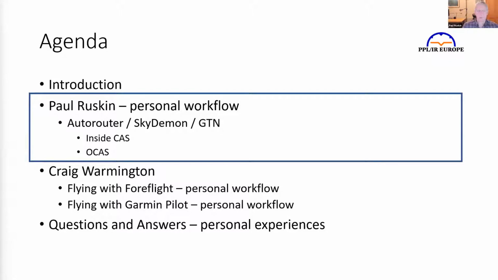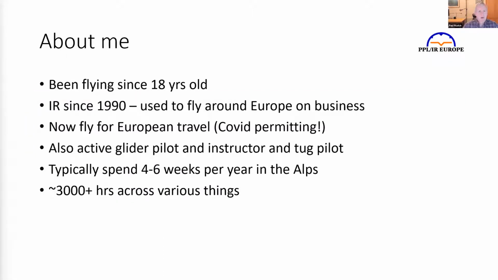So let's start with my bit. A little bit about me. I've been flying since I was 18 years old, for the first few years courtesy of the Air Force. I've had an instrument rating since about 1990, when I used to fly around Europe on business. Now I fly for European travel just for fun. That's when COVID lets me. I'm also an active glider pilot and instructor and tug pilot, and I spend some 4 to 6 weeks per year down in the Alps flying close to the rocks, which is quite exciting. And I've got a little over 3,000 hours across various different aircraft, about half of it's gliding, half of it's GA of various sorts.